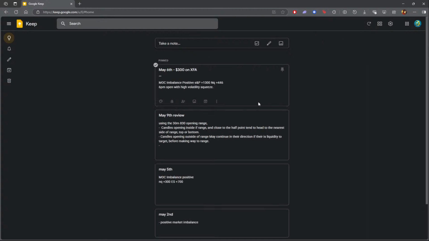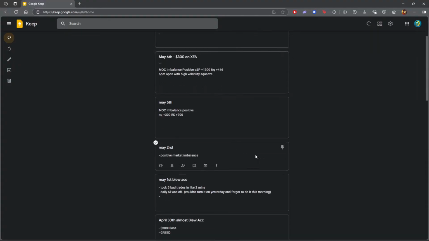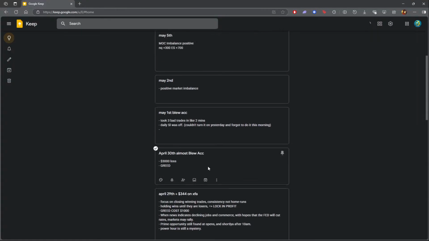In the order. Okay, this is better. 5th, 9th, 6th, 2nd. Ooh, greed. I remember this. I was up $2,000. Did not close the trade. We ended up losing money that day.